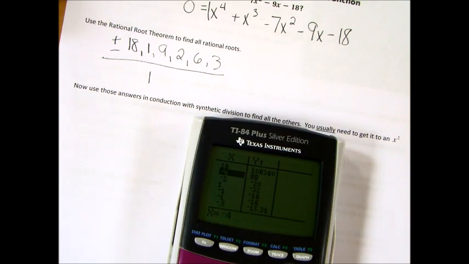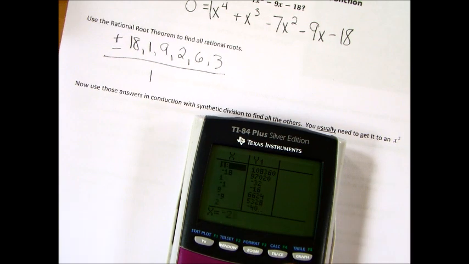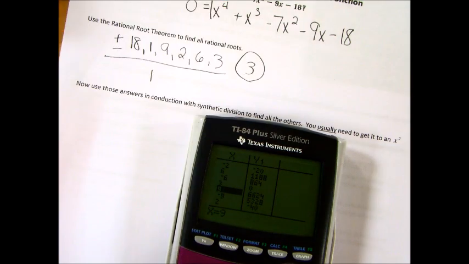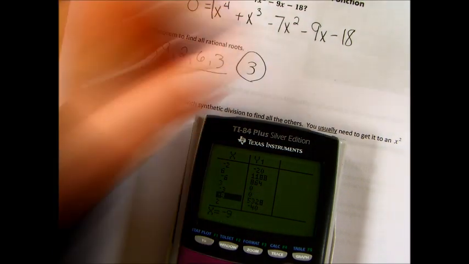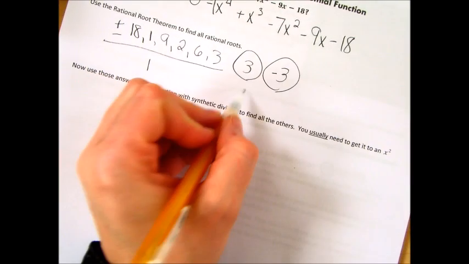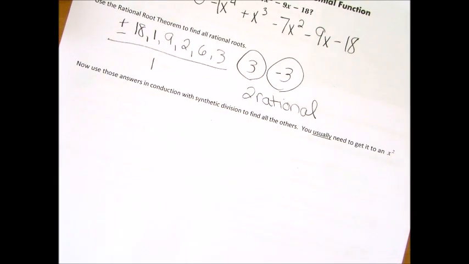18, no. Negative 18, no. 1, no. Negative 1, no. 9, no. Negative 9, no. 2, no. Let's scroll back up. Negative 2, no. 6, uh-oh. Negative 6, I'm getting a little anxious. 3, there it is. So 3 finally gave me 0. What about negative 3? Yay! Oh, magic. So I have 2 answers that are rational, and only 2. It's nice that I gave myself so much room down here, isn't it?